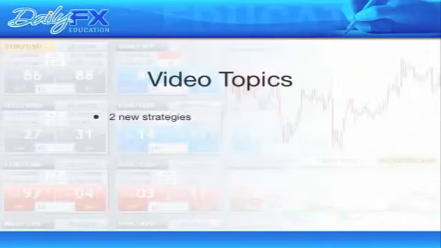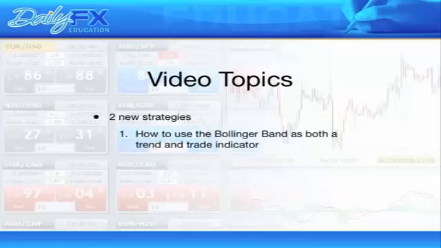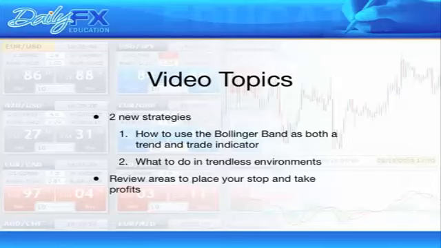In this video, we'll explore 2 new strategies of how to use Bollinger Bands. These strategies use different input parameters, and we'll discuss why it's important to our strategies. The first strategy will teach you how to use the Bollinger Band as a trend and trade indicator at the same time. The second strategy will show what to do in trendless environments. Bollinger Bands can identify when the market is trendless and indicate opportunities to trade. In both of these strategies, we'll explore areas to place your stop and take profits.